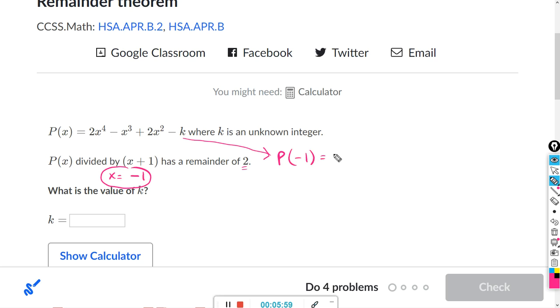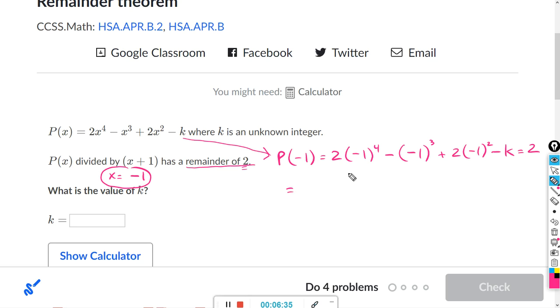2 times negative 1 to the 4th minus negative 1 to the 3rd. Make sure you watch your parentheses. It's minus negative 1 to the 3rd plus 2 times negative 1 squared minus k, and that whole thing is going to equal 2 because the remainder is 2.